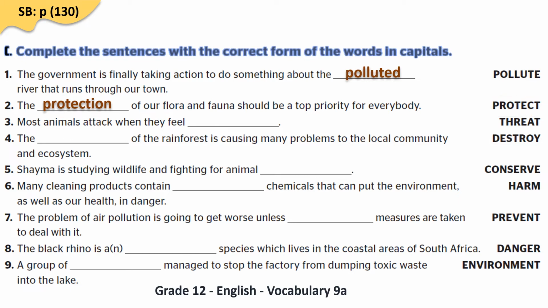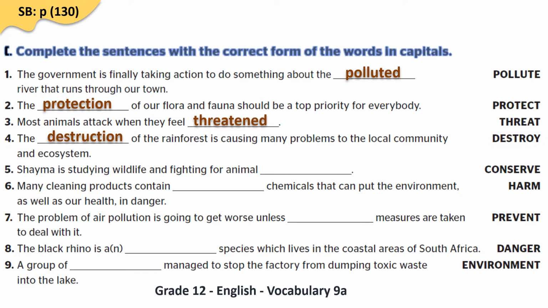Sentence number 3. Most animals attack when they feel space. Here, we need an adjective to describe the feelings of the animals when they attack. Of course, the adjective from threat is threatened. So we would say most animals attack when they feel threatened. Sentence number 4. The space of the rainforest is causing many problems to the local community and ecosystem. The word destroy would be used here, but we need a noun. So the noun of the word destroy is destruction. So the destruction of the rainforest is causing many problems to the local community and ecosystem.